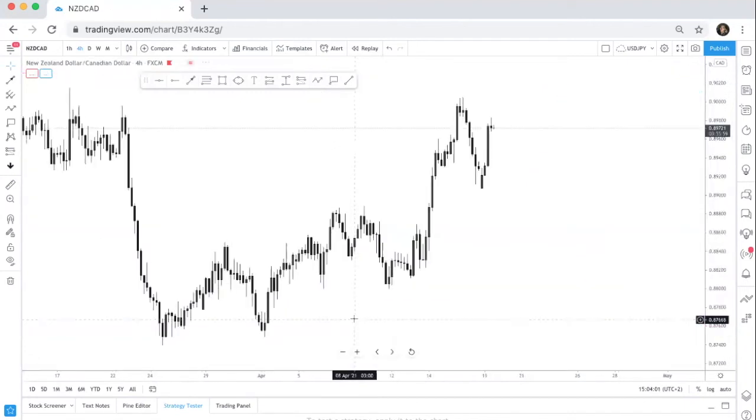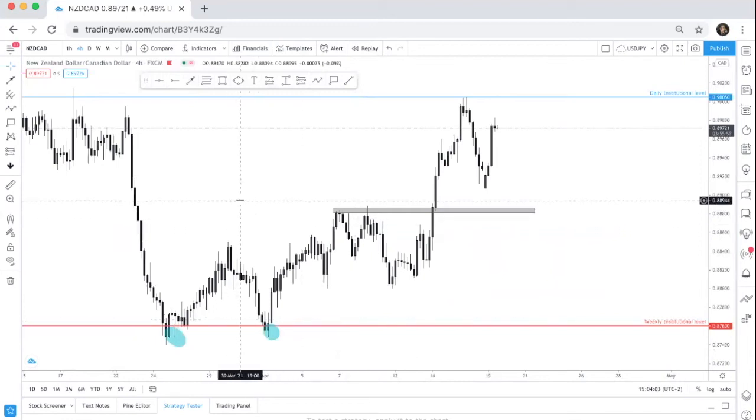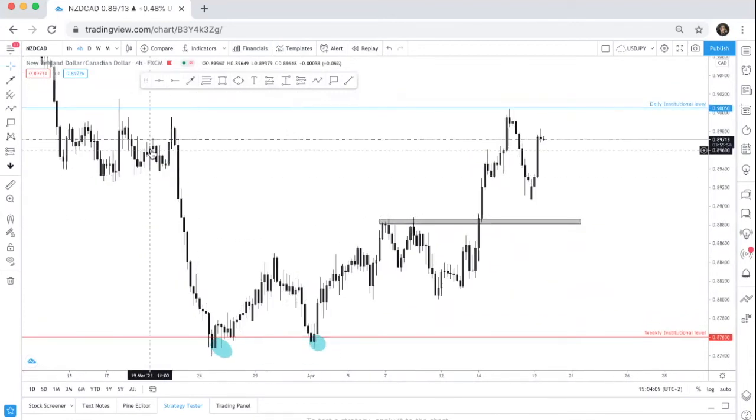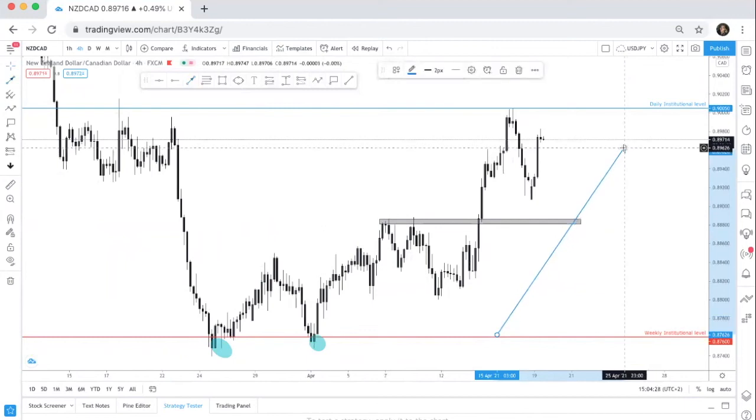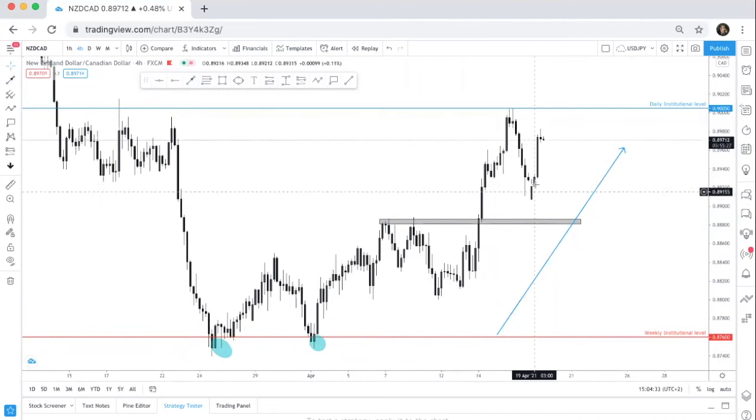Let's go down to NZDCAD. As you can see, we broke through our daily zone right here. Bit of a retest, bit of consolidation in actual fact. Bounce, bounce, bounce, and then we finally broke down to our weekly zone, went back up, made a double bottom right here, and we pushed up, making higher highs, higher lows. So it's a nice bullish uptrend on the 4-hour time frame. And we are currently back at our daily zone right there, where we bounced, came back up.